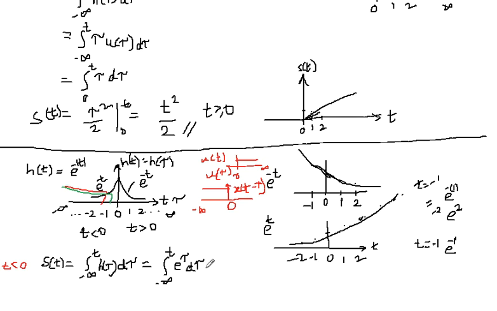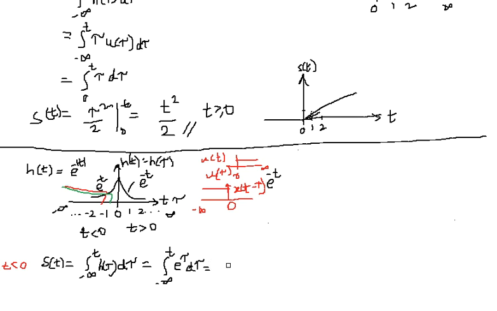And the integration of this one is given by this. The solution becomes the integration of e raised to tau, which is e raised to tau from minus infinity to t, and the solution is e raised to t minus e raised to minus infinity, and the value of e raised to minus infinity is 0. So the answer for this one is e raised to minus t.